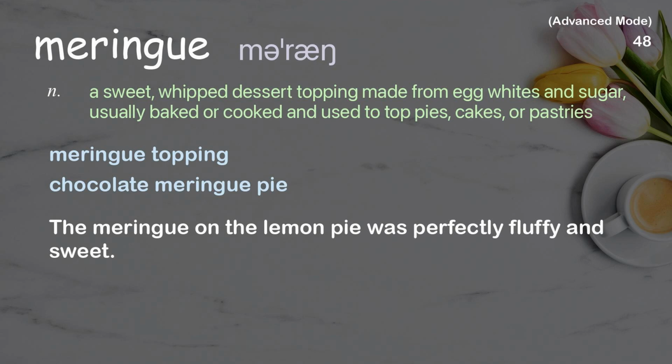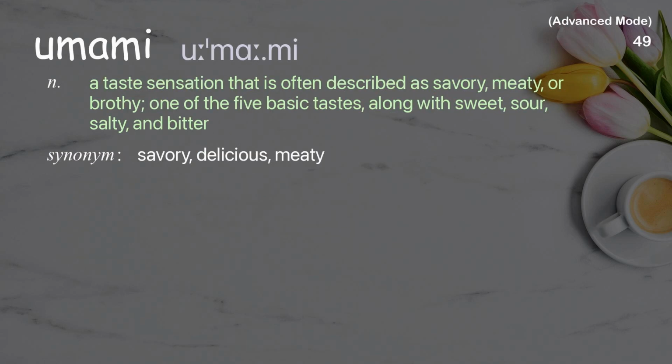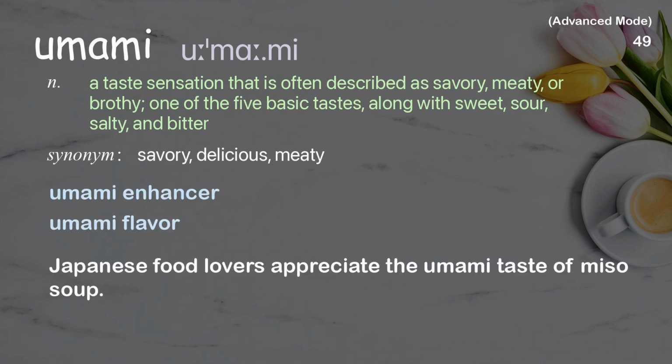Umami. A taste sensation that is often described as savory, meaty, or brothy, one of the 5 basic tastes, along with sweet, sour, salty, and bitter. Examples: Umami enhancer. Umami flavor. Japanese food lovers appreciate the umami taste of miso soup.